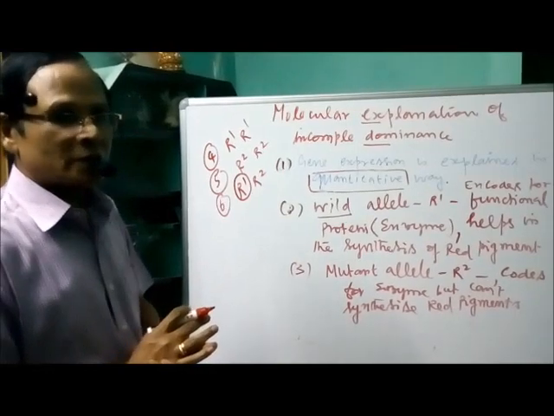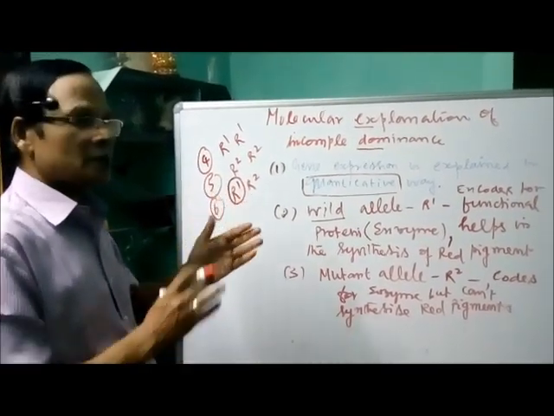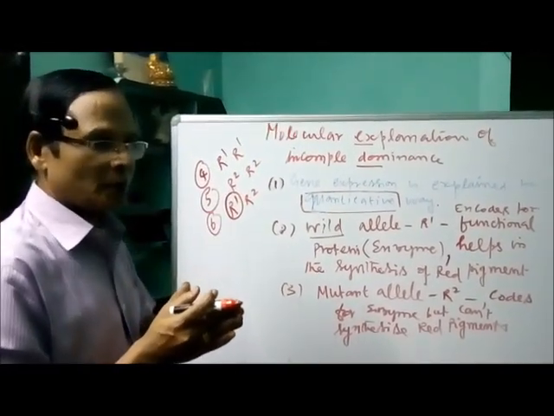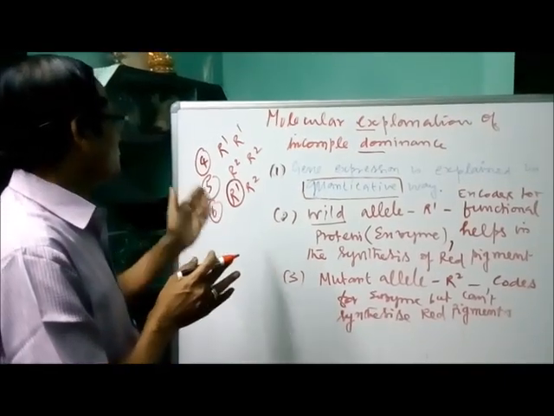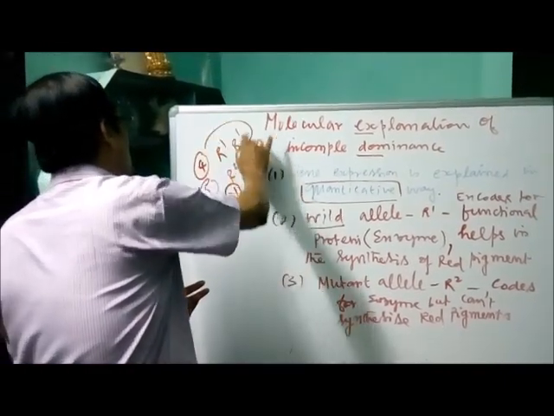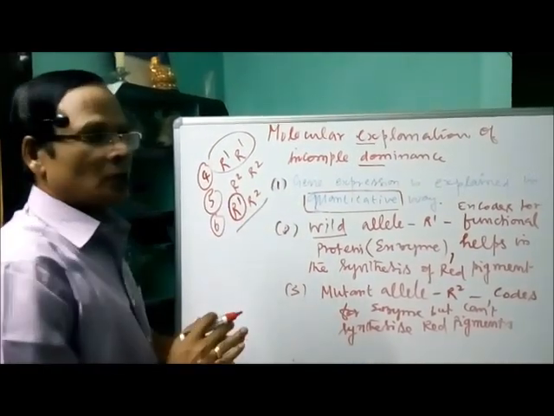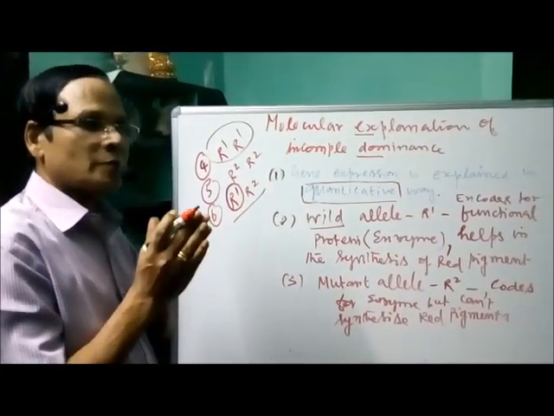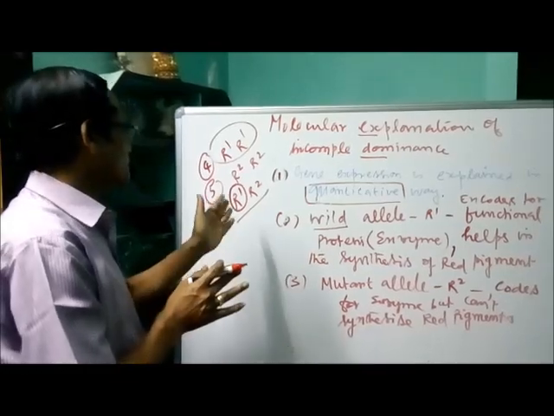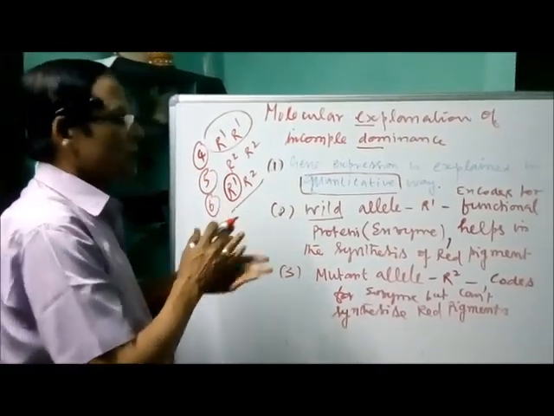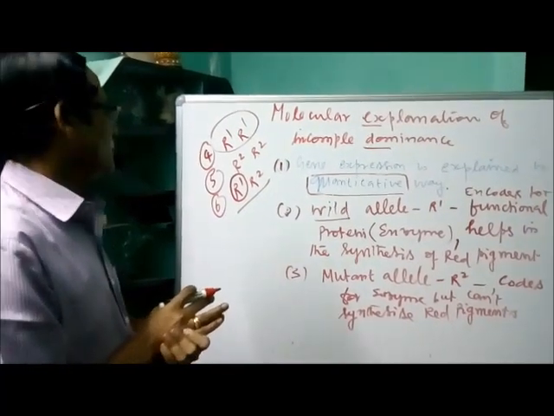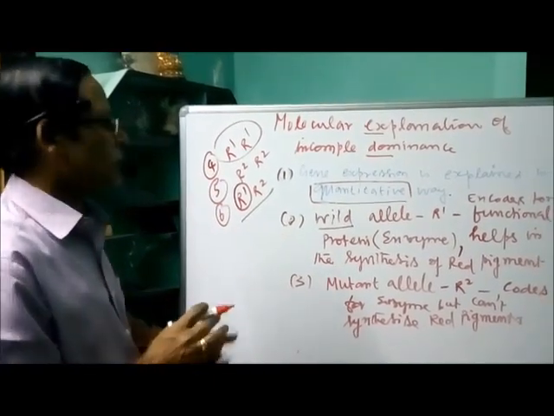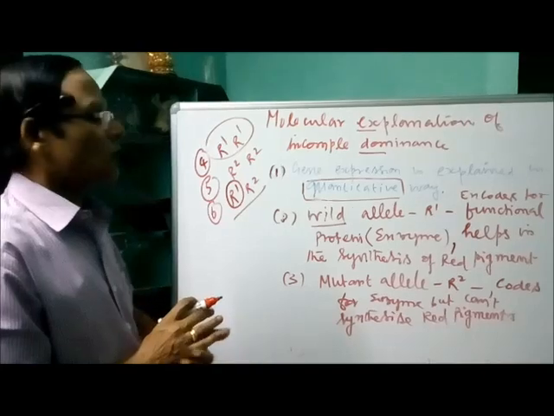So this is a molecular explanation. It is based on a quantitative way, that is how much functional enzyme is produced, and accordingly how much pigment is produced. So 100% pigment is produced by the two copies of the normal allele, R1 R1. In the heterozygous condition, only 50% of the functional protein is produced, which produces only 50% of the pigment, or half of the pigment of the parental type. So it becomes pink. So we can explain the coloration of the flower based on the quantitative method, based on the amount of proteins and enzymes produced. That's why I mentioned it is explained in a quantitative way.